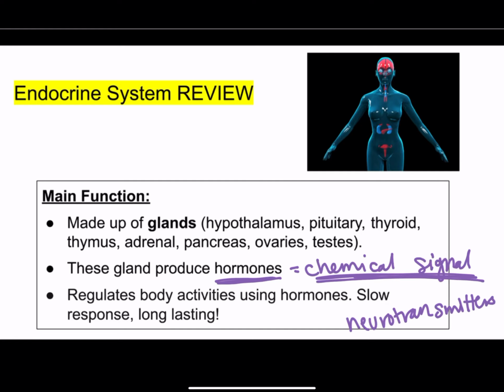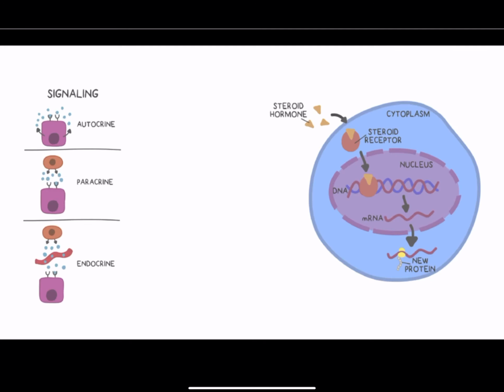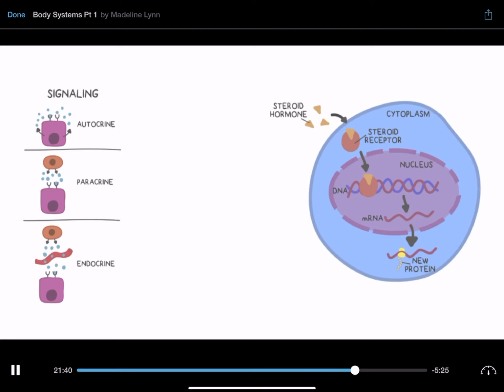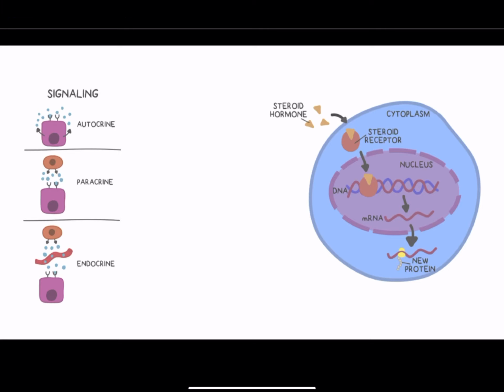And how we just saw them move around, that's what is released, these hormones. They can have a slow response, and they're usually long-lasting. So there are different types of signaling. These signals can be released through the bloodstream, and that's our endocrine signaling. If the hormone is released through the bloodstream, that's endocrine, which is what we were talking about.